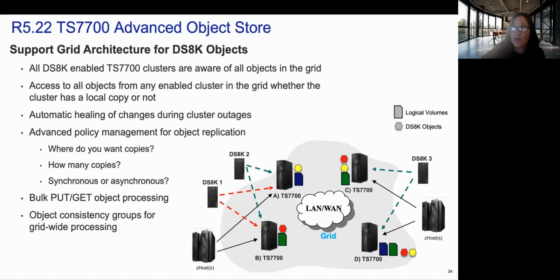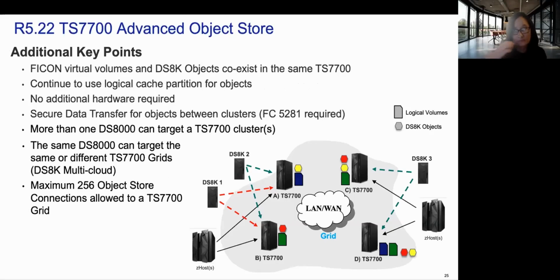So there's some additional stuff that we've added as far as efficiencies, so that now that we have to handle many more objects versus virtual tapes, we have to be a little bit smarter about how we process. So each cluster in the grid that has this DS8000 feature enabled will know about every object in that grid. So just some additional things to add to it.